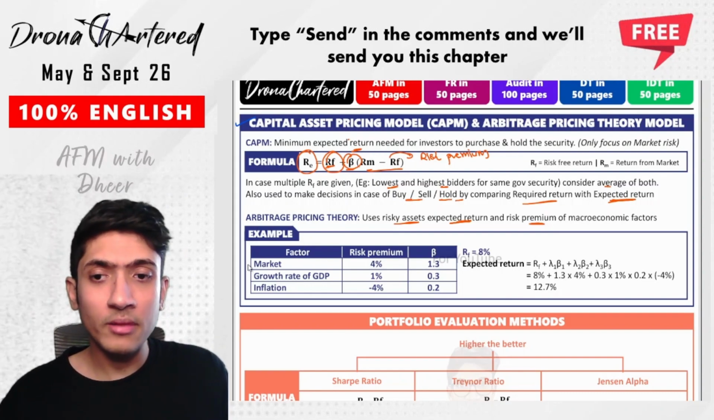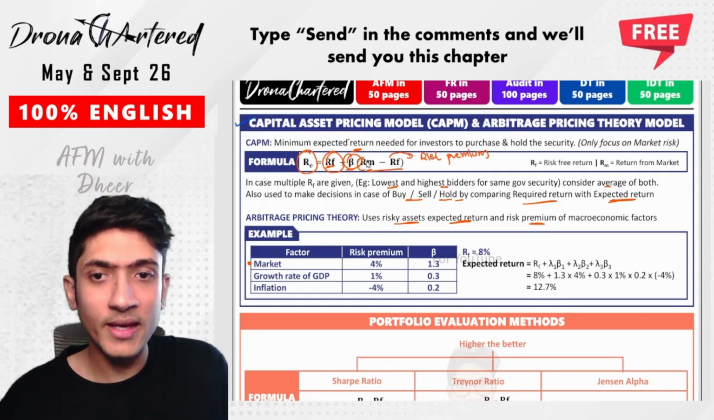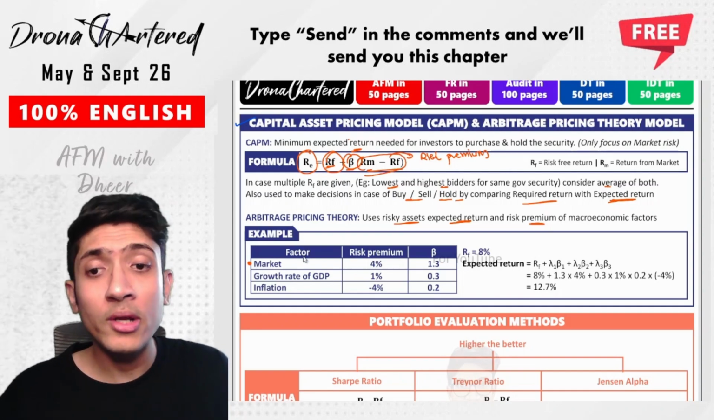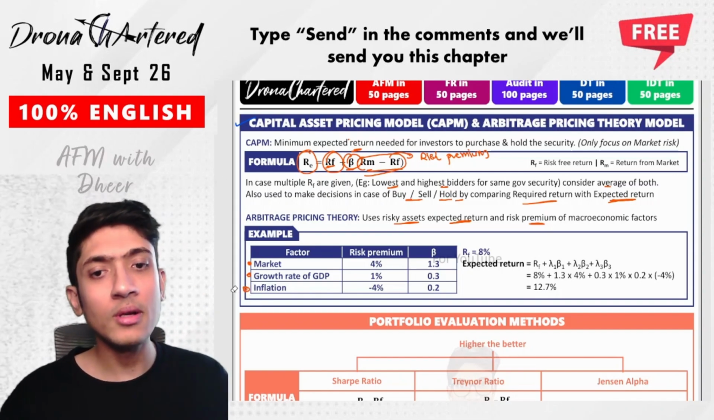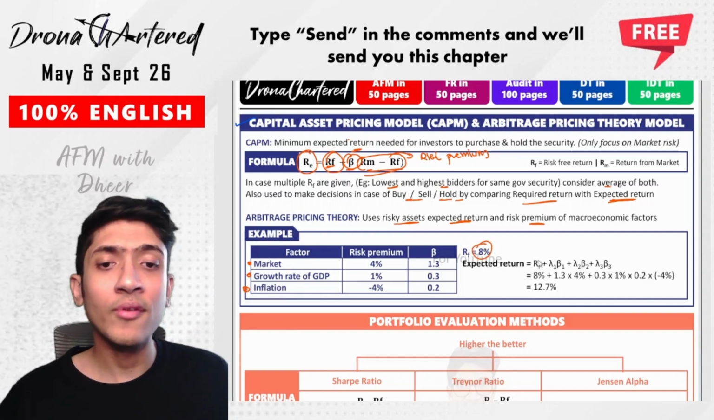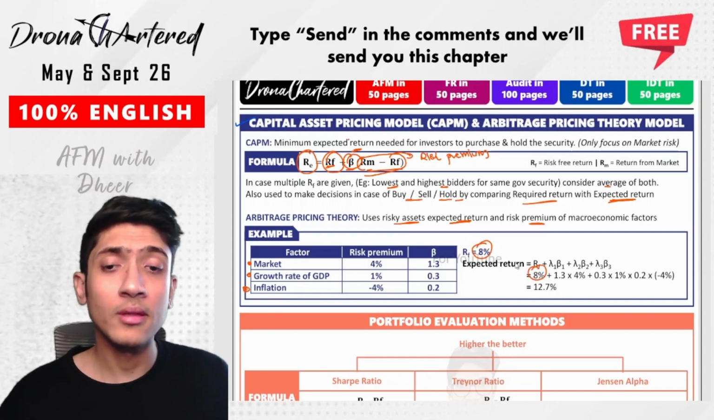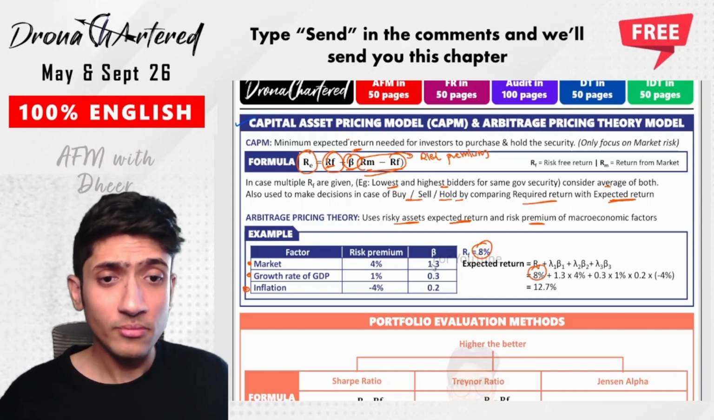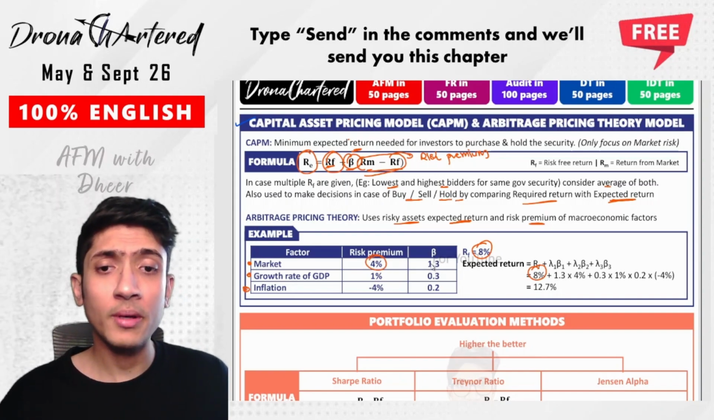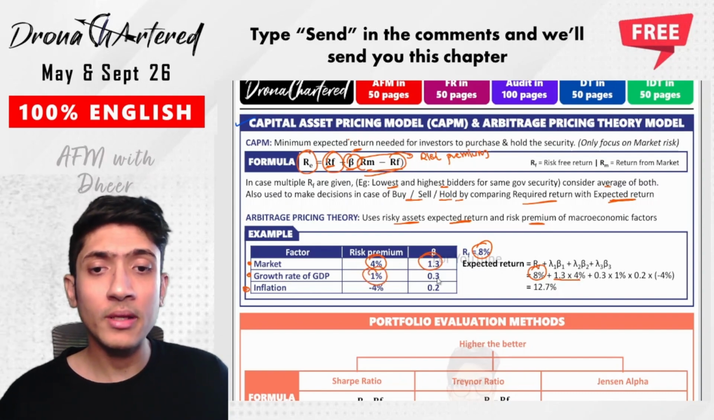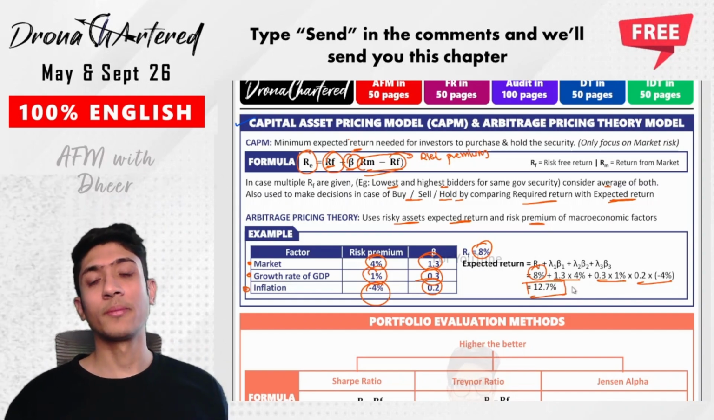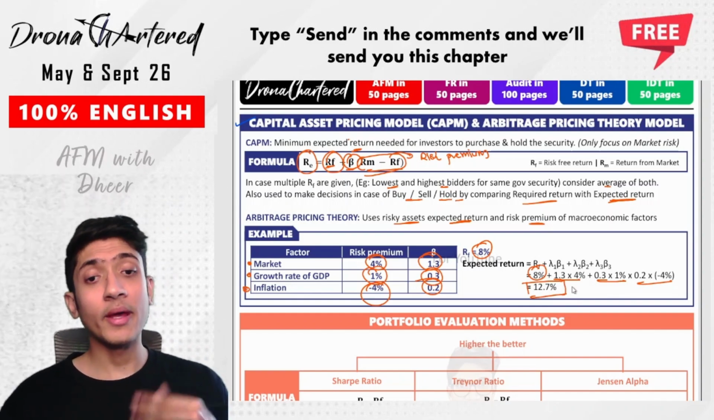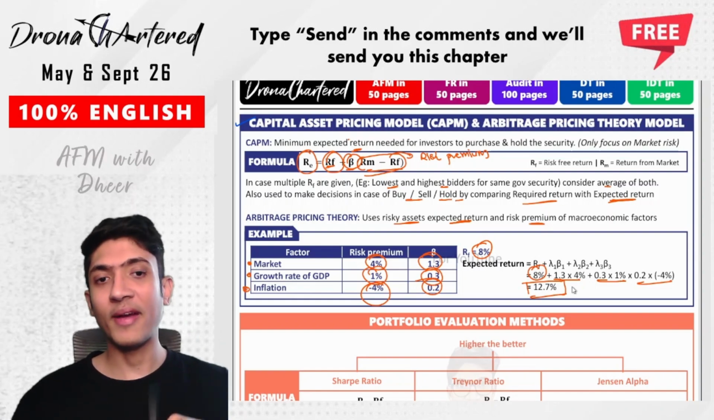What are the other macroeconomic factors? One of them is market. This market we've already calculated here, that is your RM minus RF. What are your others? For example, growth rate of GDP, inflation. All of these are risk premiums and they have their own betas. So you have RF of 8%. So you do 8% plus your risk premium into beta. That is 4% into 1.3, then 1% into 0.3, and then 0.2 into negative 4%, and you get 12.7%. Perfect. So that is your expected return when we consider other macroeconomic factors as well.